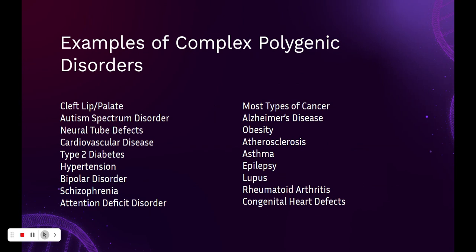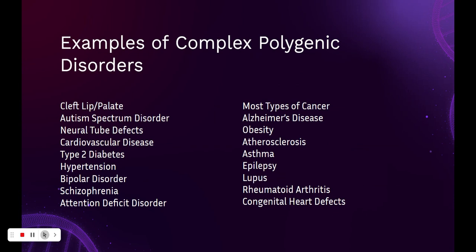So some examples: a lot of birth defects like cleft lip and palate, neural tube defects, congenital heart defects. These have a genetic sensitivity to teratogens. So if they're exposed to that teratogen, or if they're deprived of folic acid, individuals with that allele or those alleles are more likely to have these disorders. Autism spectrum disorder, very complex polygenic. They have identified several places in the genome that are implicated.